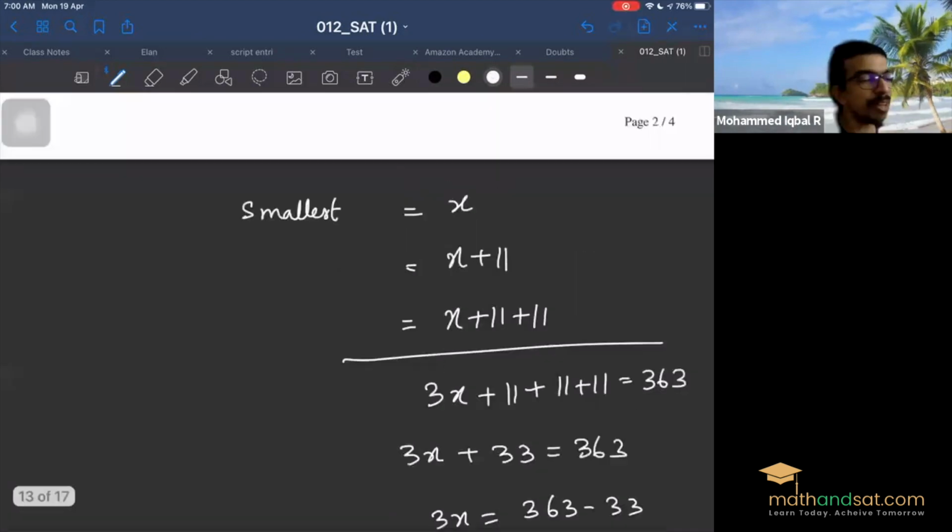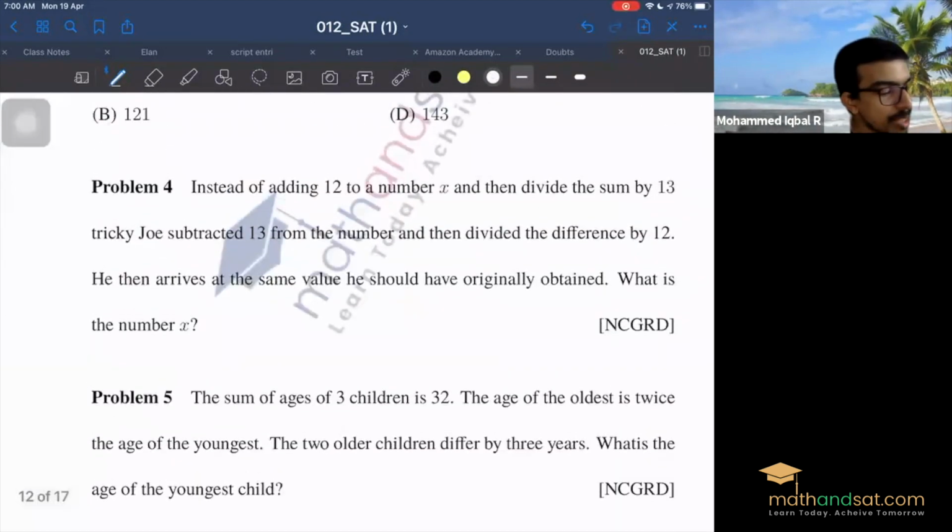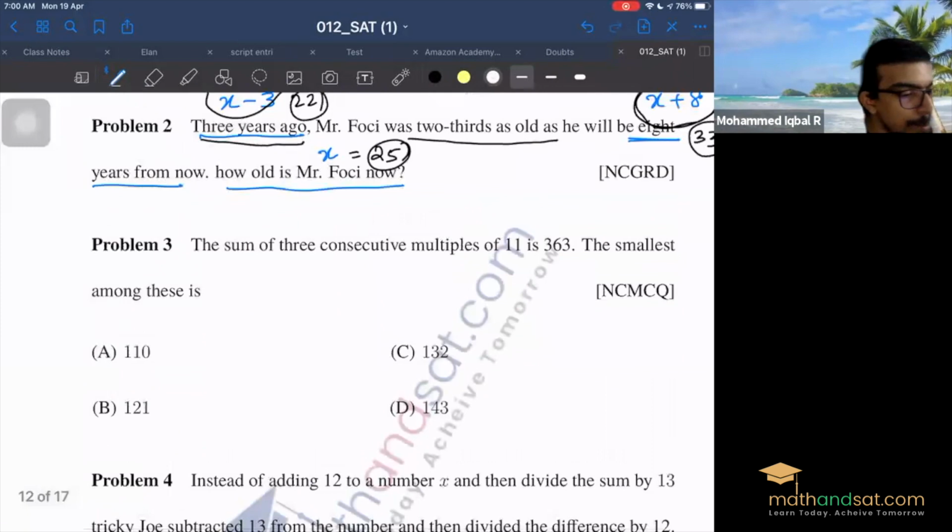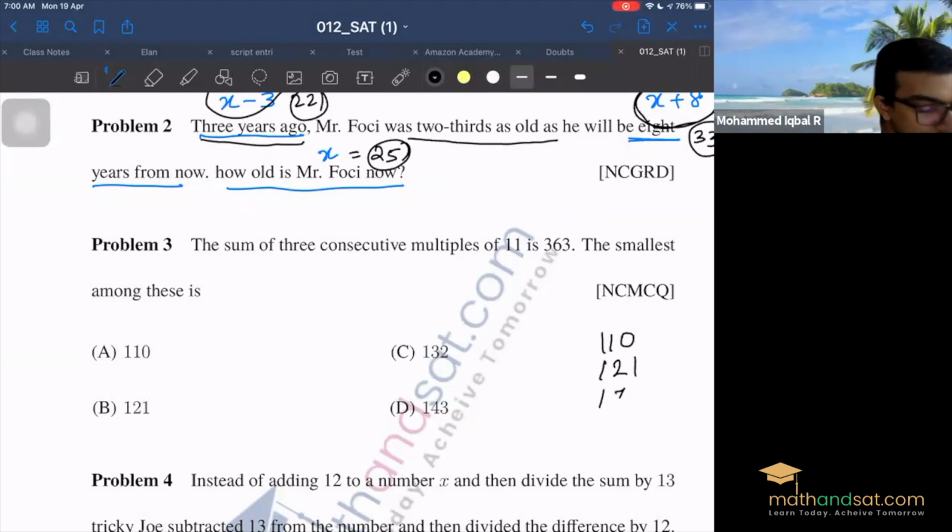So you can actually verify the numbers. The smallest multiple is 110. The next number is 121. And the next number is 132.